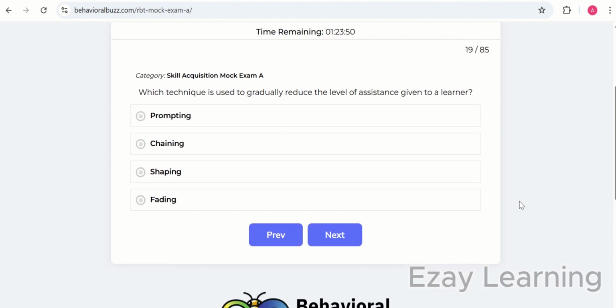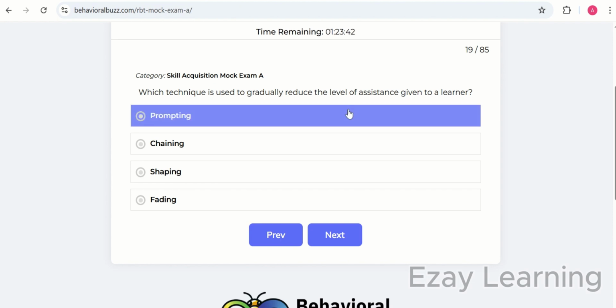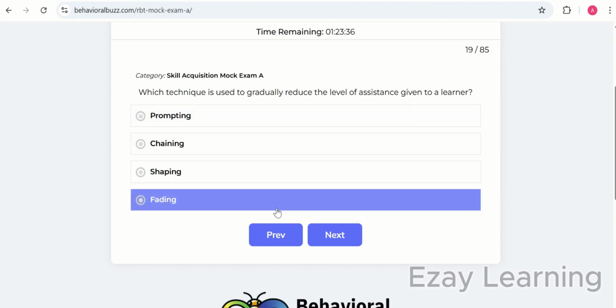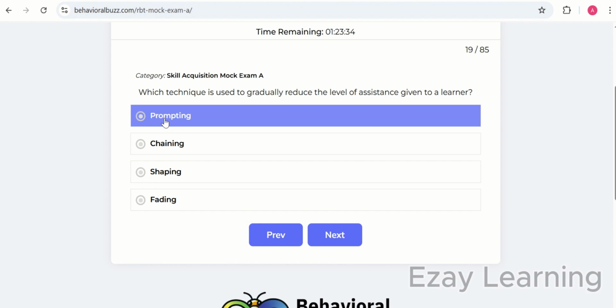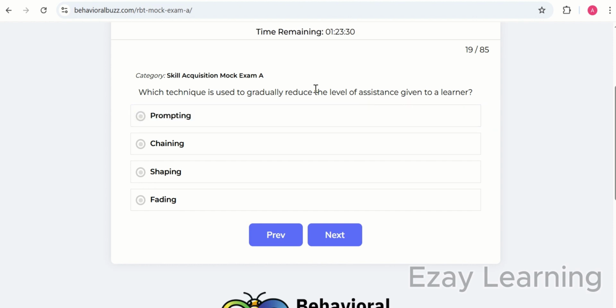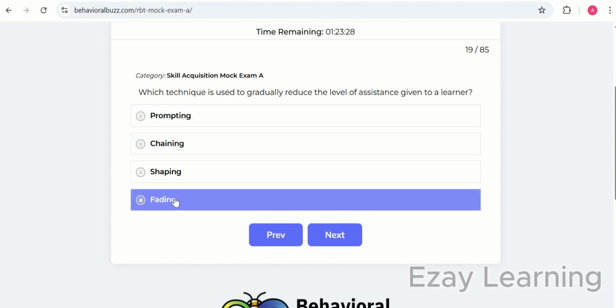Which technique is used to gradually reduce the level of assistance given to a learner? So prompting is when you are basically giving cues, signals or help to the client, and then fading is reducing the prompt level. So basically prompting was the assistance and reducing it is known as fading. So fading is the technique to reduce the level of assistance.